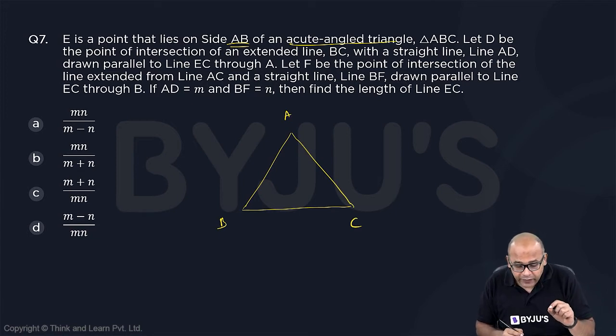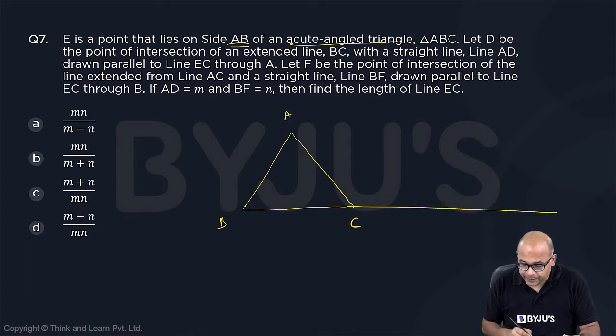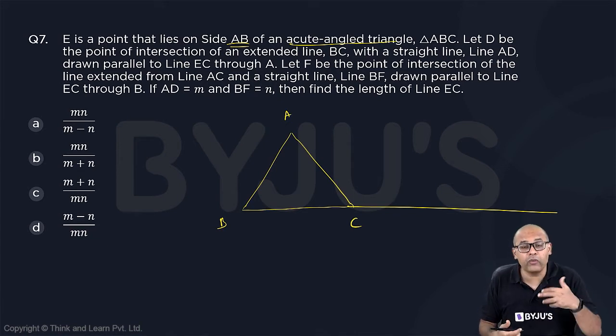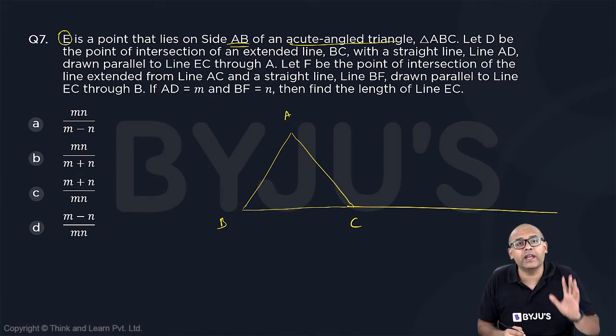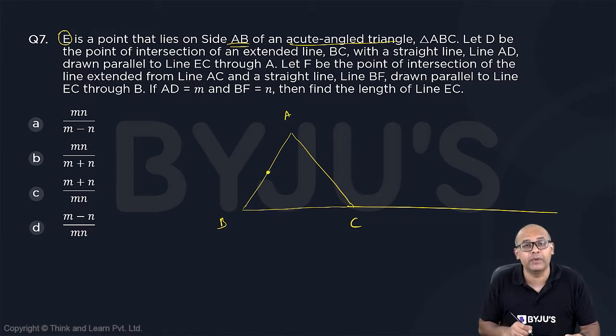Let D be the point of intersection of an extended line BC. So BC is getting extended with a straight line AD drawn parallel to line EC through A. So now where is the point E? It is mentioned that E is a point on the side AB. Now once again, where should I take the point E? Instead of randomly taking it anywhere, I will take the best possible point for E. I'll take the midpoint of AB as E. So now this is my point E.